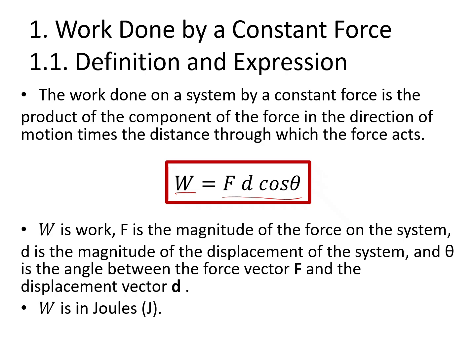W is the work done by the force. F is the magnitude of the force. D is the magnitude of the displacement, and theta is the angle between the force vector and the displacement vector. The most important part of this equation is cosine theta. The cosine factor tells us that not all of the force necessarily contributes to the work. Only the part of the force that acts along the direction of the displacement does the work.